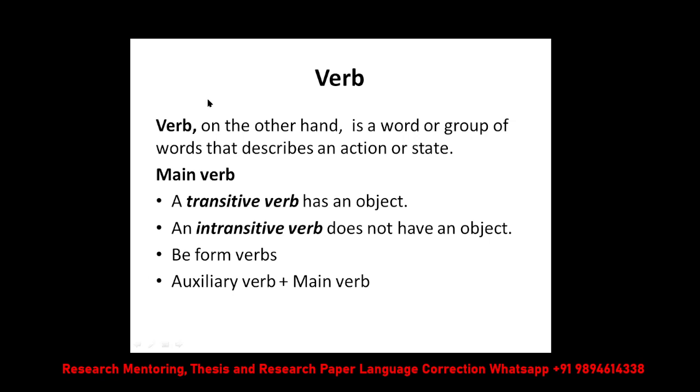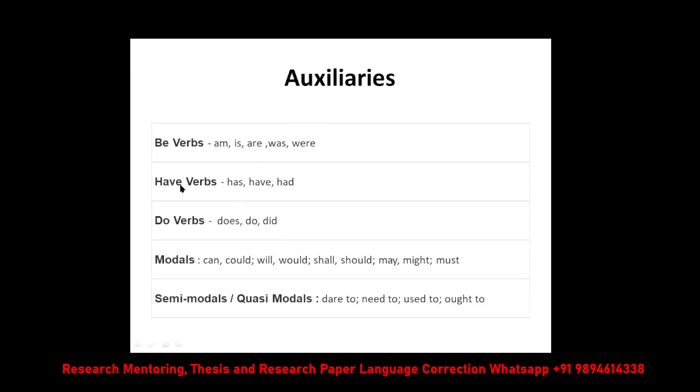Once again: action verb and stating verb. In action verbs, there are two types, transitive and intransitive. In the auxiliary category, the be verbs can function as a main verb also, not only as auxiliary. For instance, take the sentences: I am a student, I am a teacher, he is my friend. Here, in 'he is my friend', he is the subject, is is the verb, and my friend is the complement, but here 'is' is not an auxiliary, it is a main verb. So all these verbs can function as a main verb as well as auxiliary.